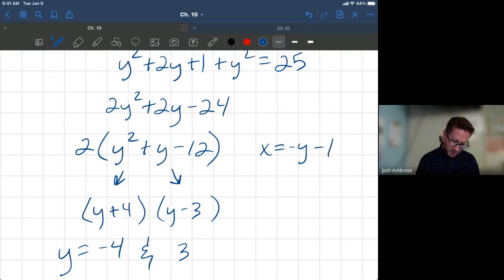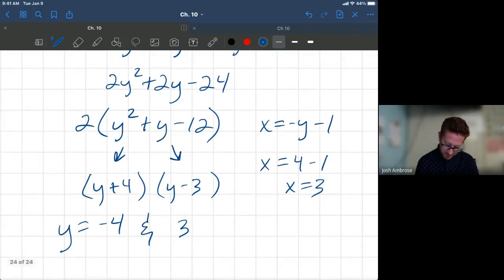And we're going to have to plug in values. Negative 4, plug it in right there. What's that going to look like? That's going to look like x equals a negative and a negative. That's just going to be 4 minus 1. So x equals 3. Then you're going to have the other equation where x equals a negative 3 minus 1. So x will equal a negative 4.